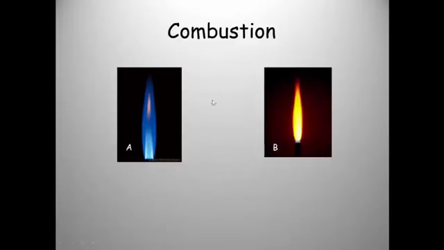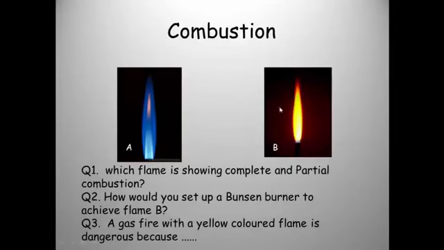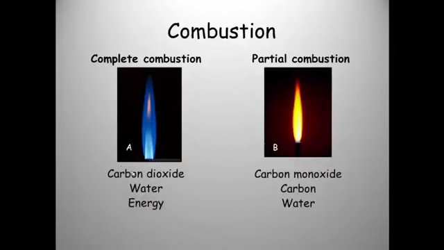This picture shows the different colours of the flames that you're going to get with complete combustion and incomplete combustion. This is complete combustion, which shows a nice blue flame, showing that a lot of energy has been released, and this is incomplete combustion, which shows a yellow flame. Right, moving on. They're the different products: carbon dioxide with complete combustion, and carbon monoxide with incomplete.